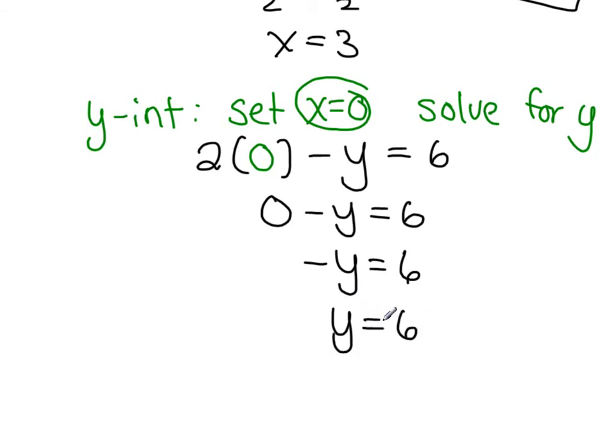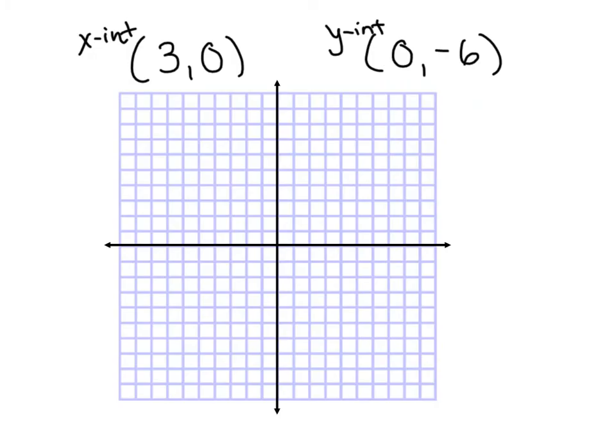Now, that's not our y-intercept. Our y-intercept is a point, so we write x first, then y, in an ordered pair. Now we have 2 points. Oh, I'm so sorry. I made that mistake again, where I forgot my negative. So it's 0, negative 6. So we have our 2 points. We're going to use these 2 points and graph it. So we have the x-intercept, which was 3, 0, and the y-intercept, which was 0, negative 6.